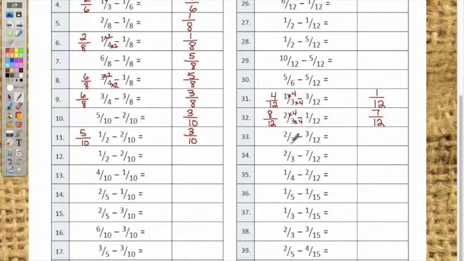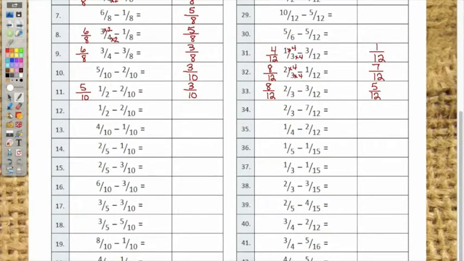2/3, have to change it to 12ths? I think I already did. Yes. 8 twelfths. So 8 minus 3 equals 5. Whoops, so now I wrote an 8. Okay. So 2/3, have I already changed it to twelfths? Yes. Okay. So it's going to be 8 twelfths minus 7 twelfths equals 1 twelfth.